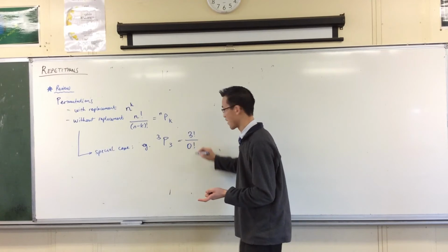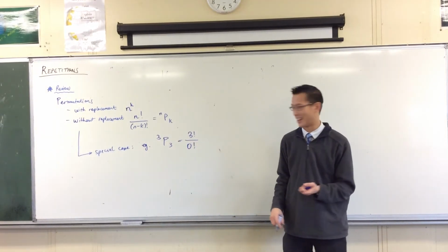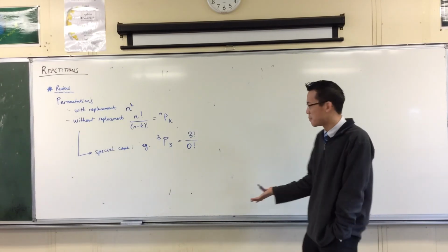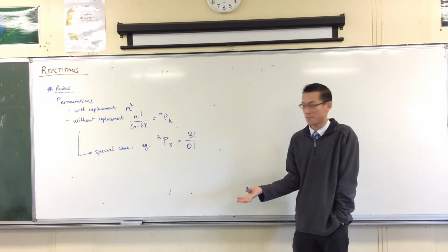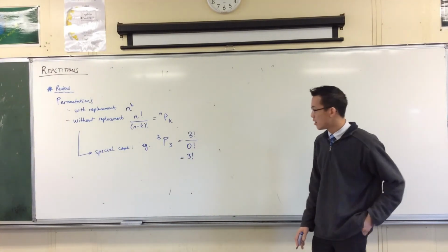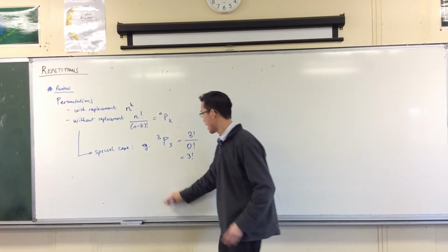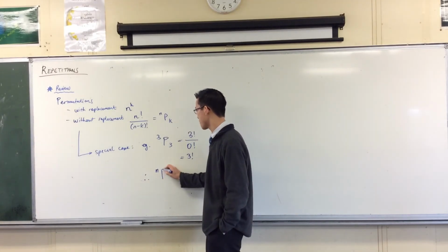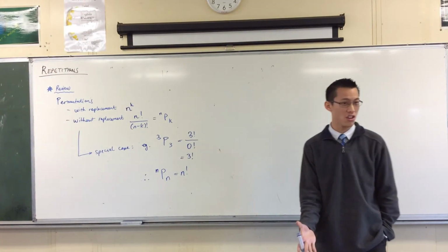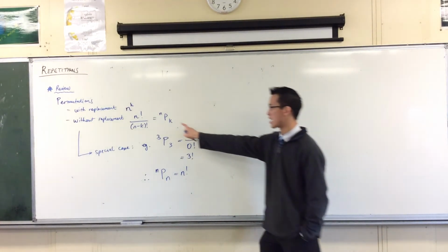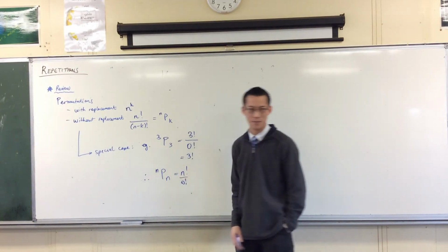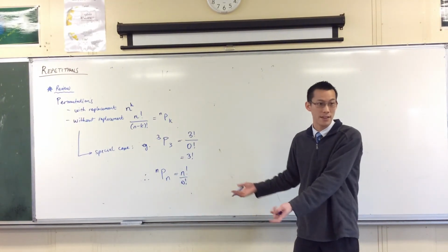Now we talked about 0 factorial earlier in the year, didn't we? Here is another reason why 0 factorial must be 1, because it wouldn't make sense if it was anything else. So there you go. It's 3 factorial, which of course is 6. So more generally speaking, we can say nPn is equal to n factorial. We actually know this. We've looked at this before. We just haven't couched it in these kinds of terms. More specifically, it's n factorial over 0 factorial, but that's always just n factorial.